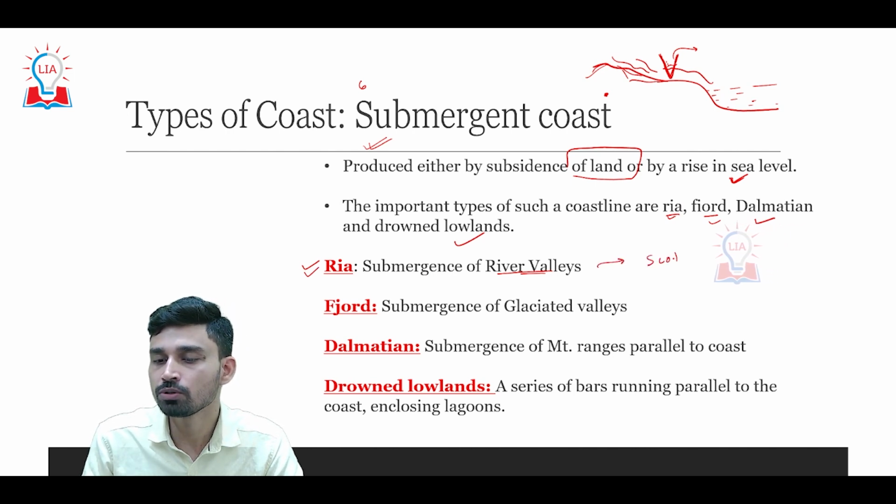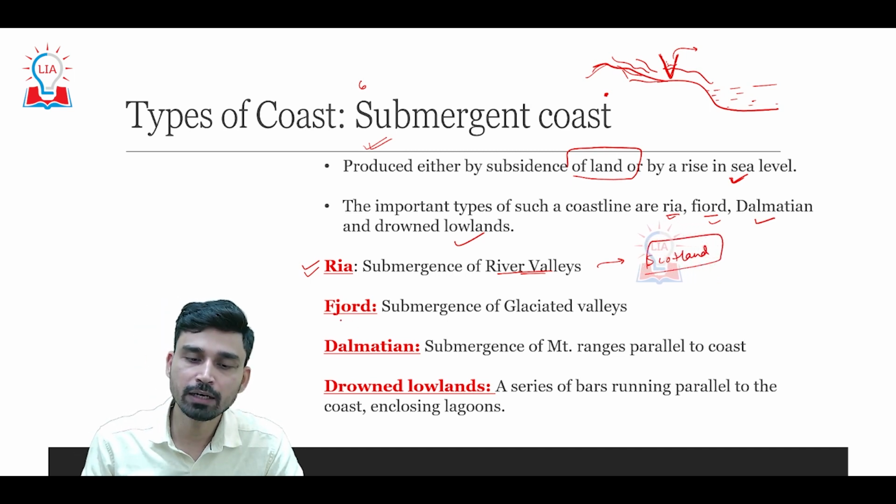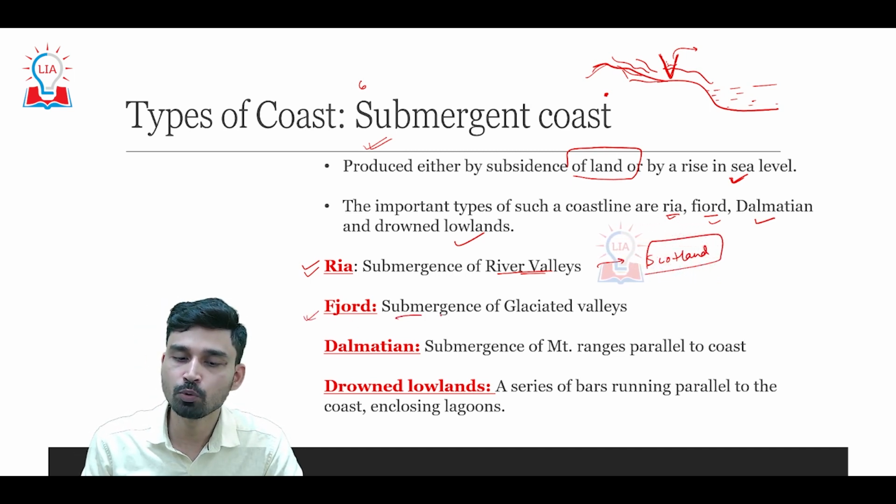Ria coasts are very common along the coastline of Scotland. The second kind of coast that develops is what we can call fjords.